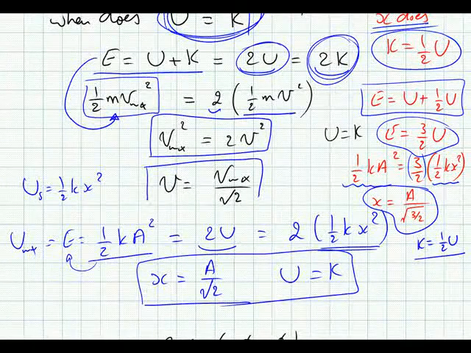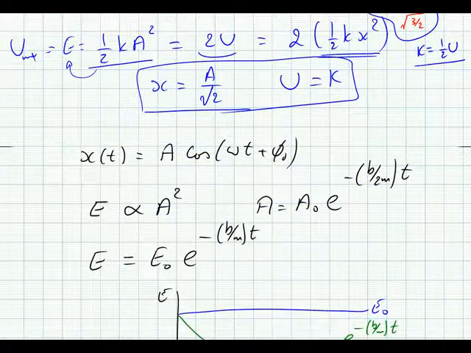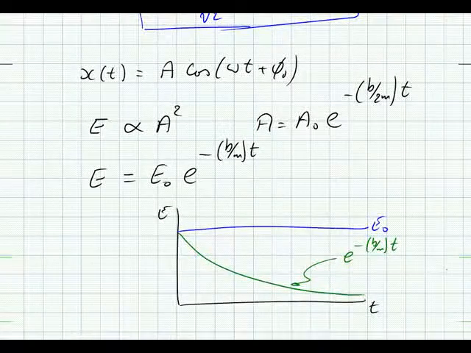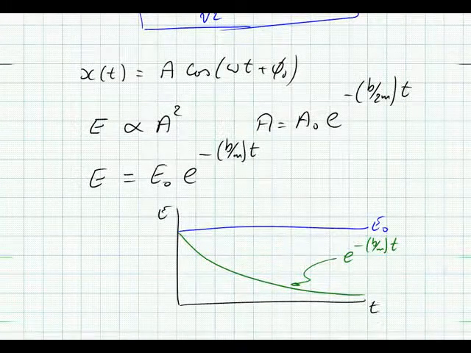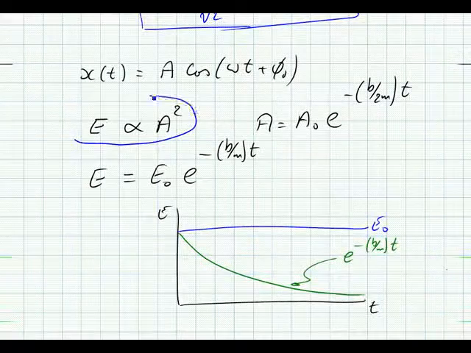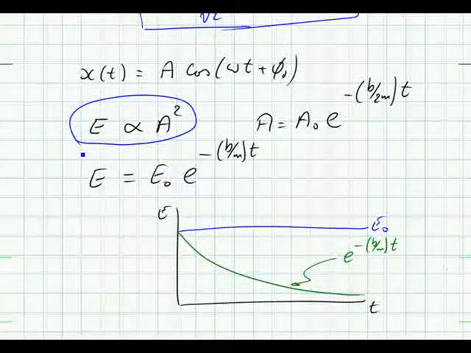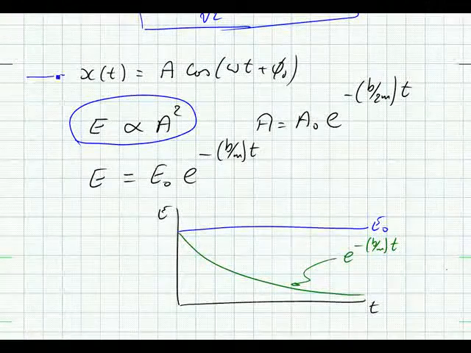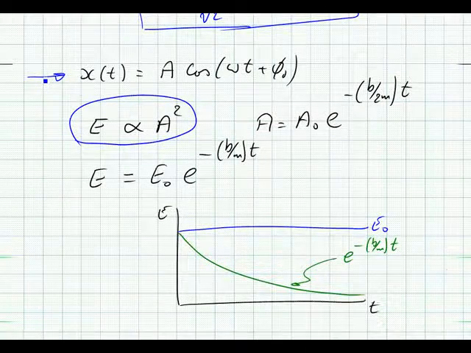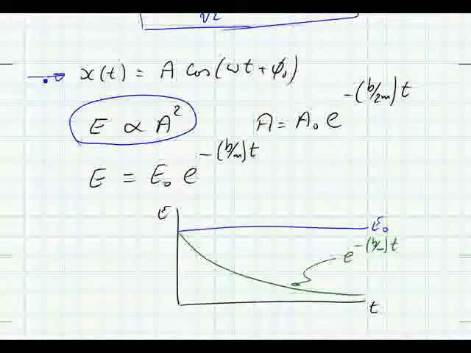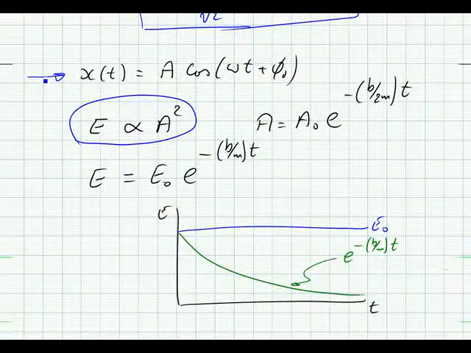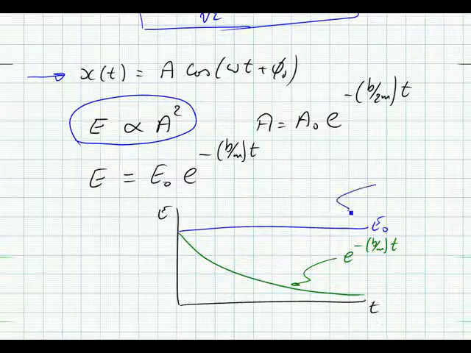Alright. Now, the last thing I want to mention is that the total energy of the system, the mechanical energy of the system, depends on the square of the amplitude, A squared. And when we have our generic position versus time equation for our simple harmonic oscillator up here, if there is no damping involved, of course amplitude is constant, which means that our energy, given by this blue line there, is constant over time.